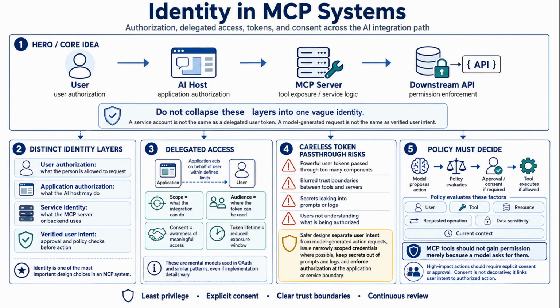MCP tools should not gain permission merely because a model asks for them. The model can propose an action, but policy must decide whether the action is allowed. High-impact actions should require explicit consent or approval. Permission checks should consider the user, the tool, the resource, the requested operation, the data sensitivity, and the current context. Consent is not a decorative prompt. It is a control that helps connect user intent to authorized action.